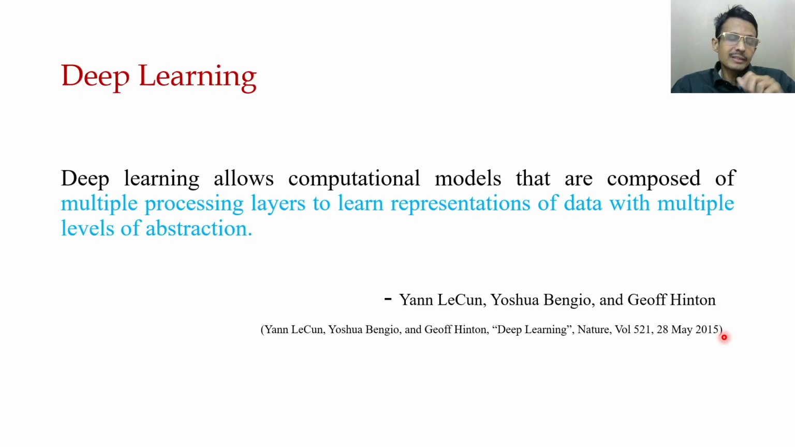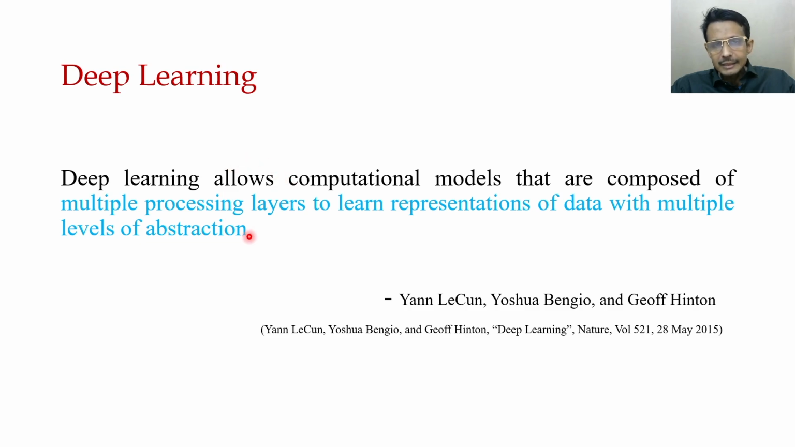Okay, we'll start with the definition of deep learning. Deep learning is defined this way: it allows computational models that are composed of multiple processing layers to learn representations of data with multiple levels of abstraction. So this definition is very important in our course.